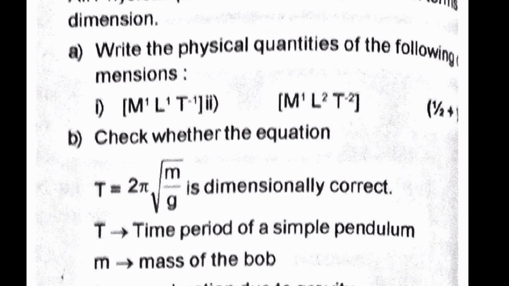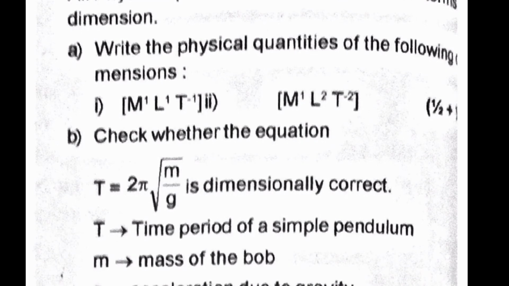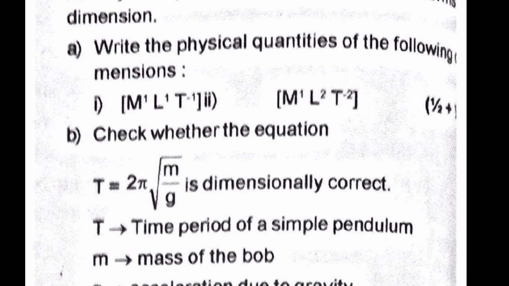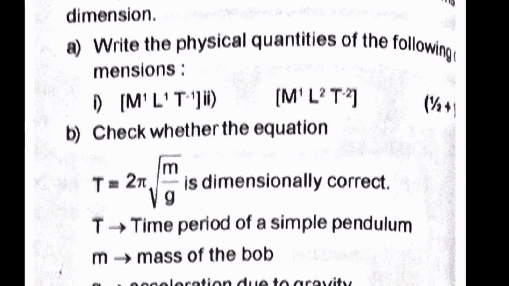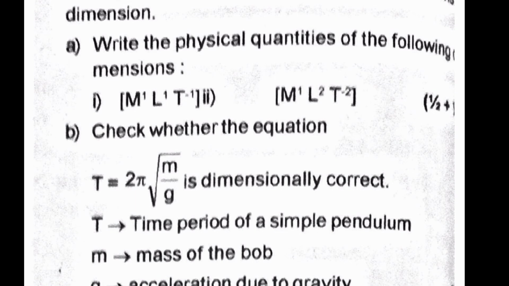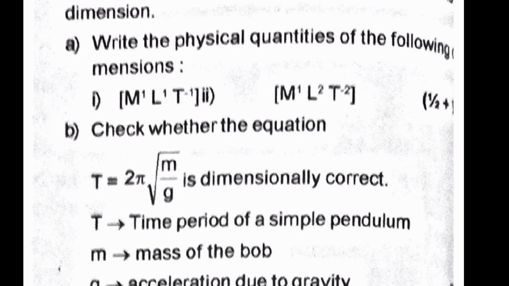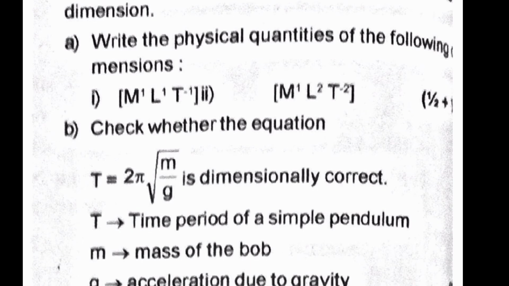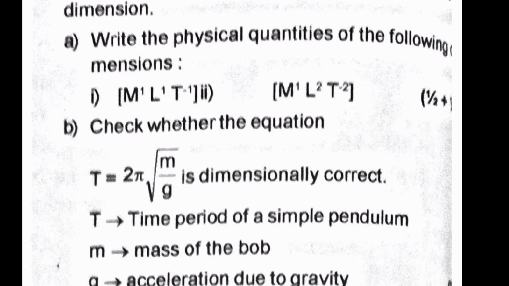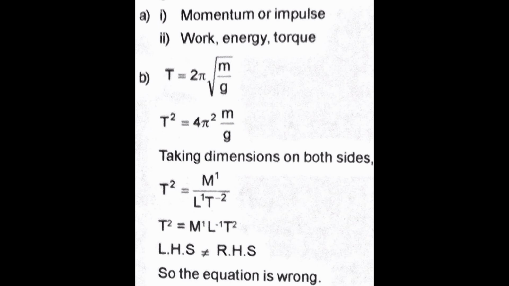Now what is the second dimension? Yes, that is M L^2 T^-2, right? Which quantity has M L^2 T^-2 as the dimension? Yes, work, right? So what is the equation for finding work? Work is force into distance. So how can we find it? Here force is mass into acceleration, that is M L T^-2, into distance, means again into L. So what will come? M L^2 T^-2. So the dimension is M L^2 T^-2, that is work.